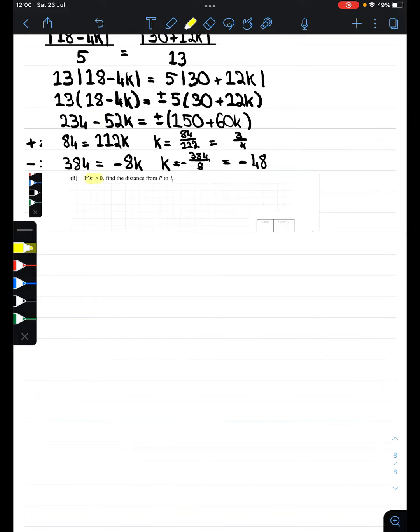Okay, so if k is greater than 0, all right, so k is 3/4. If k is greater than 0, find the distance from P to L1. Okay, very nice end to the question. Distance from P to L1. Okay, so we have k equals 3/4. We know that P equals 10, 3/4. And well, we actually have our distance. We have a formula for the distance, so we don't even need to write down L1.